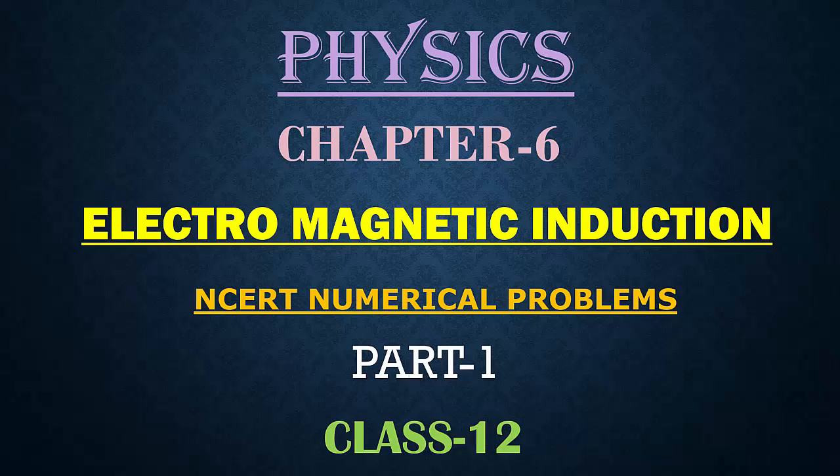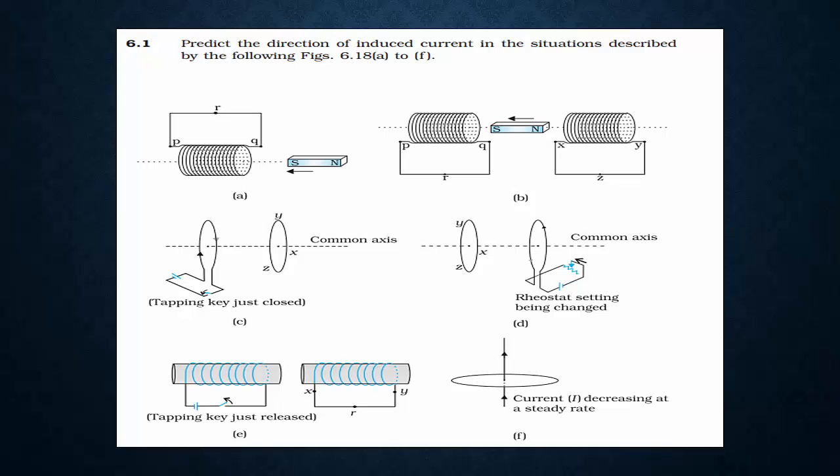Let us solve NCERT numerical problems. The first problem: predict the direction of induced current in the situations described by the following figures 6.18a to 6.18f. You can observe these diagrams one by one, and let us find the direction of induced current in the situations described by the following figures.